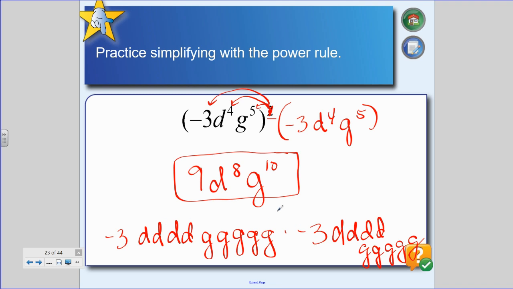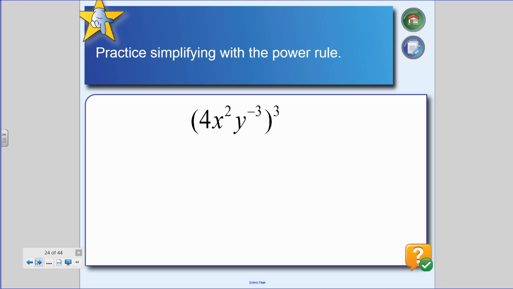Negative 3 times negative 3 is positive 9. How many D's did I stretch out? 1, 2, 3, 4, 5, 6, 7, 8. And I stretched out 10 G's. Let's move on. Okay. Try this one using the power rule.